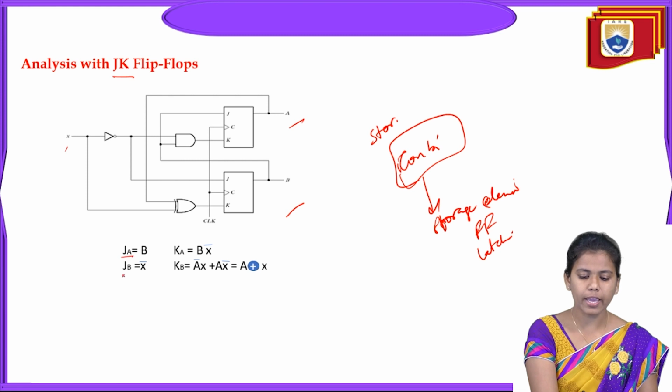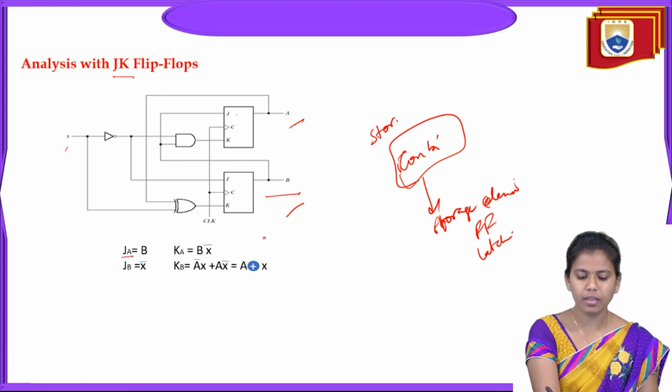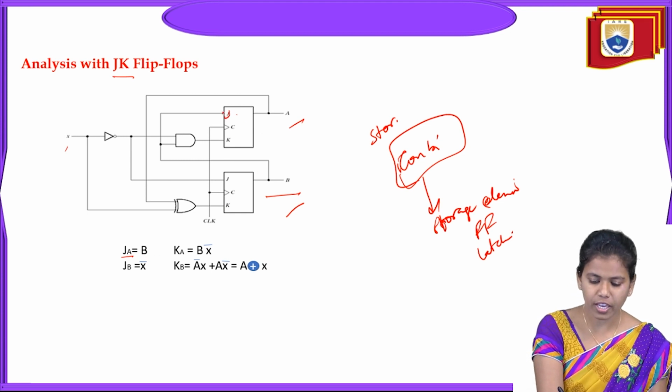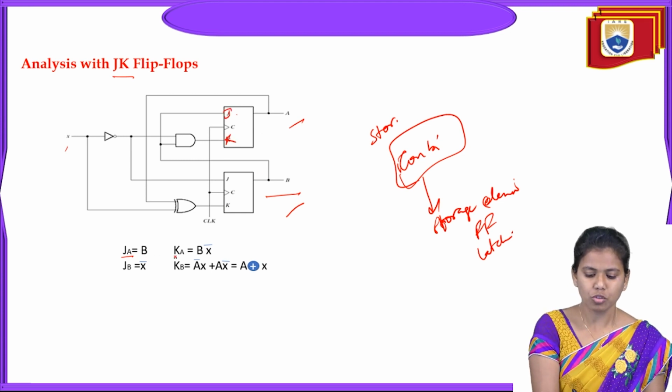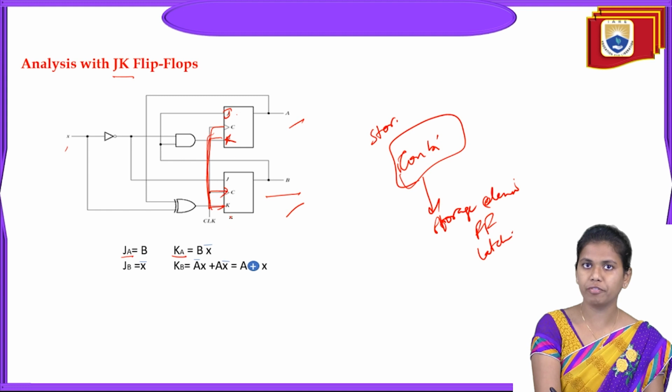So JA. Okay, so what is this JA? My output would be B, and for JB, my output would be X. So here for JA, we have J and K. This KA is given as K, and a common clock is given to both the flip-flops.